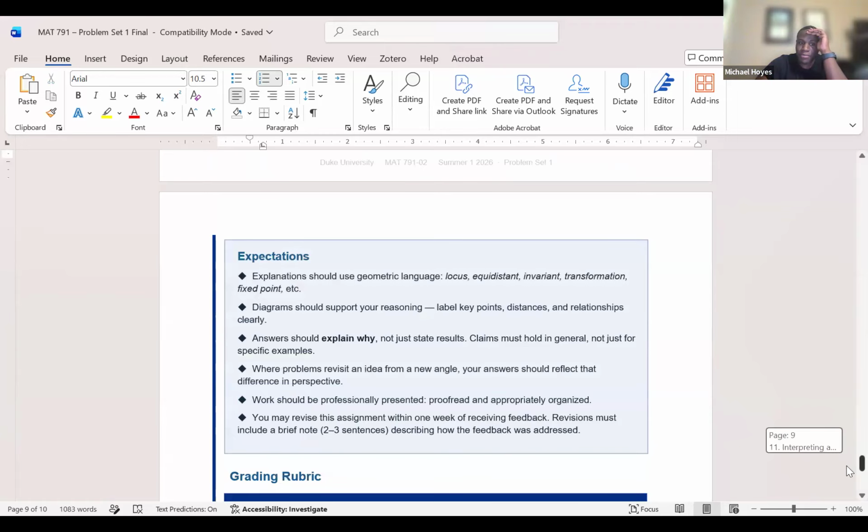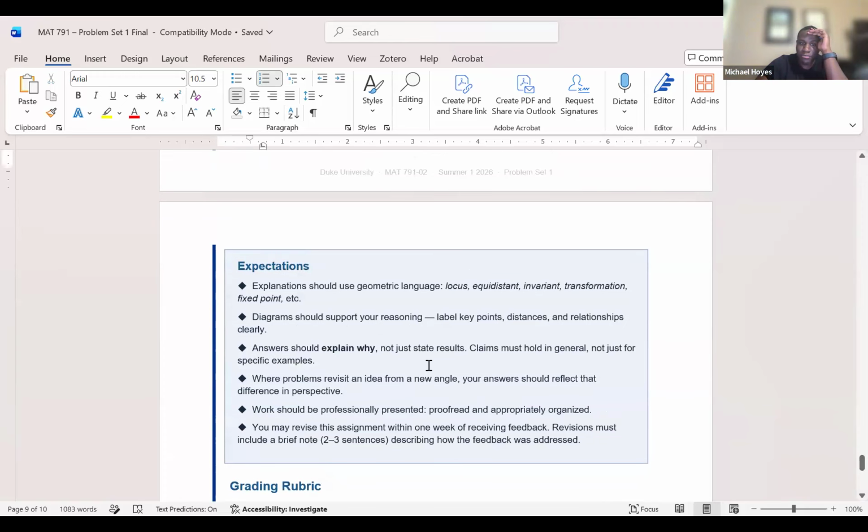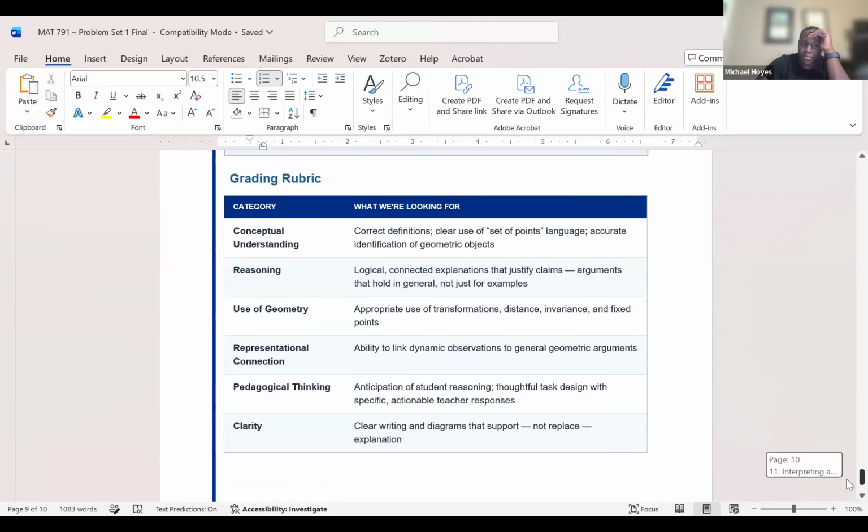And that's that. There's the expectations, so we know what we're looking for. And then that is how I grade things. So you know everything that should be in there. There's no questions about what's going to happen.